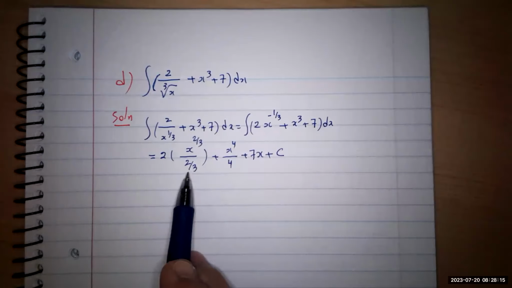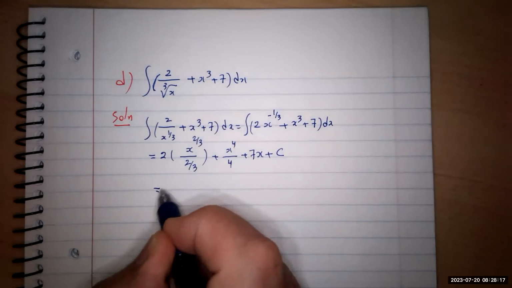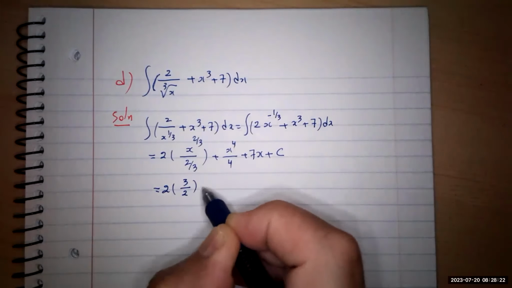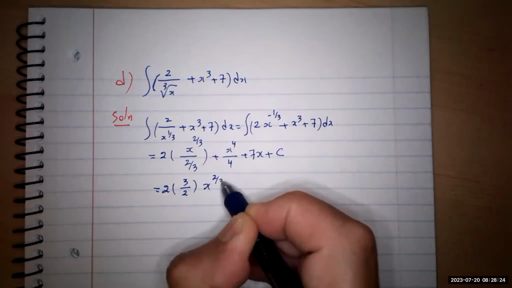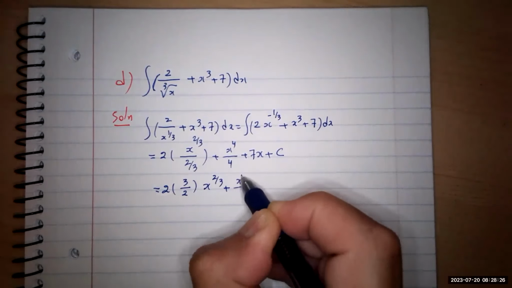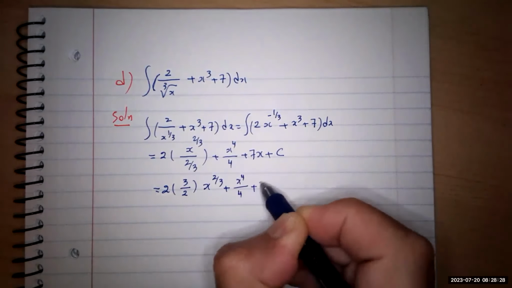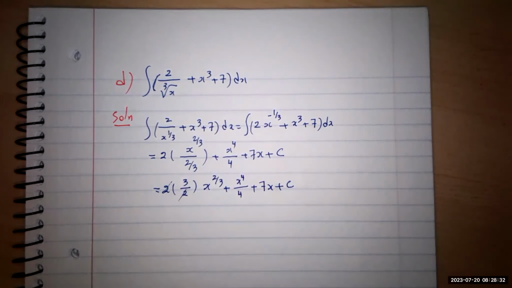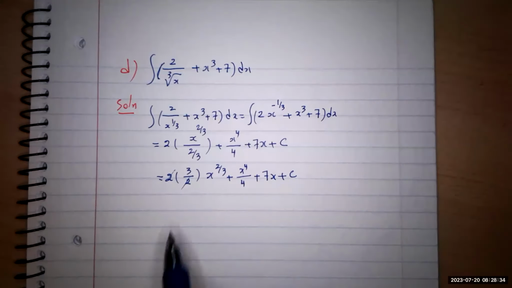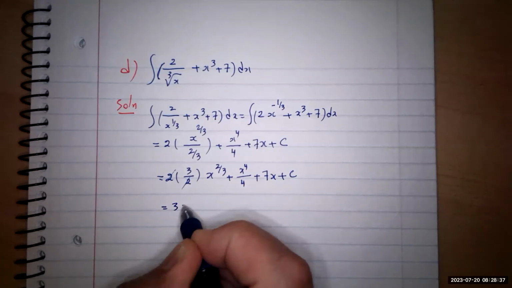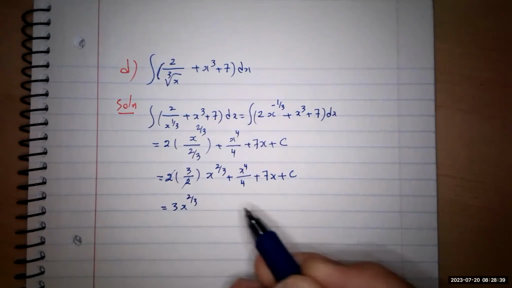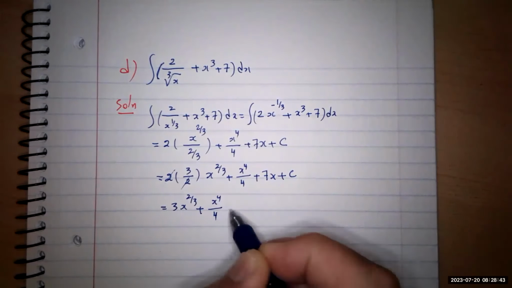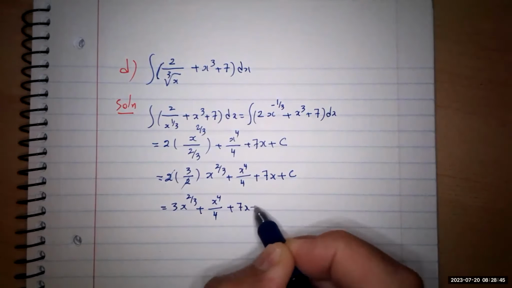You have to take care of this, use the reciprocal. It's going to be 2 times 3/2, x to the 2/3, plus x to the 4th over 4 plus 7x plus c. 2 and 2, you can simplify it. So your final answer is going to be 3x to the 2/3, plus x to the 4th over 4 plus 7x plus c.